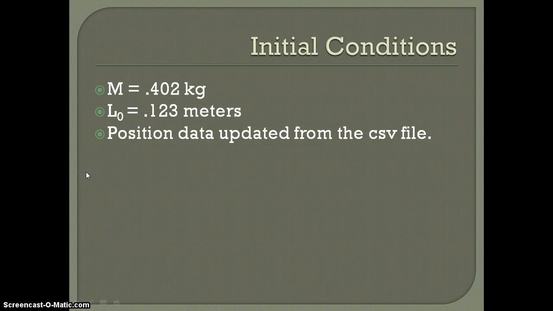We have some initial conditions. The mass in our system is 0.402 kilograms. Our initial position from the point at which it was released was 0.123 meters, and the position data that we update through the lab is obtained from the CSV file of the positions taken from Tracker.